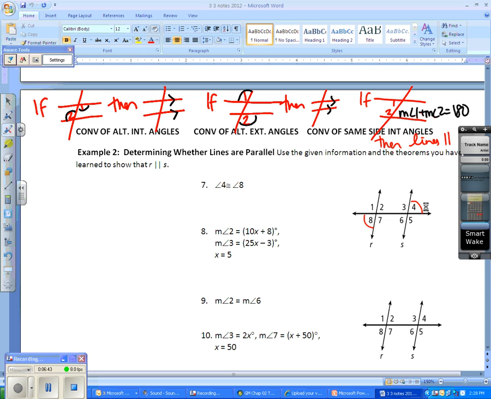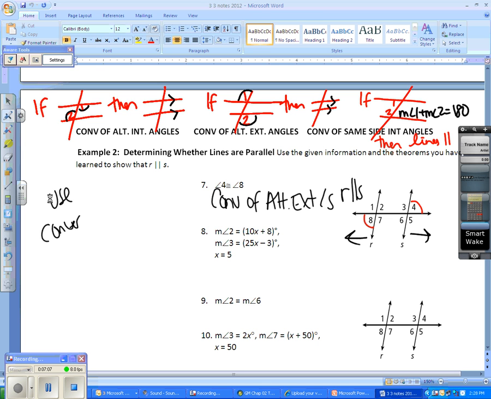What kind of pairs do they look like? Do they look like alternate interior, alternate exterior, same side, or corresponding? To me, since they're outside of the parallel lines, they look like alternate exterior angles. So by converse of alternate exterior angles, we can say that line R is parallel to line S. So again, we use converse to prove lines are parallel.